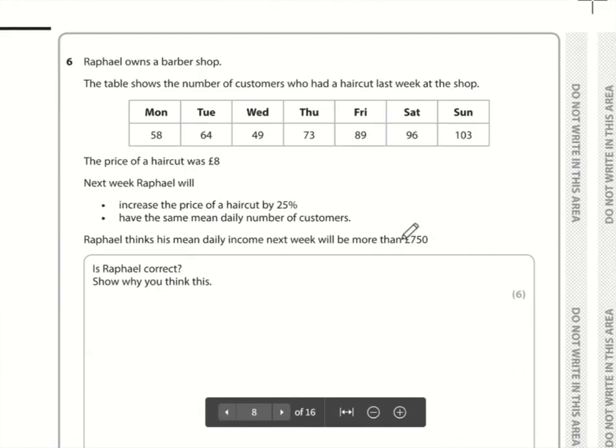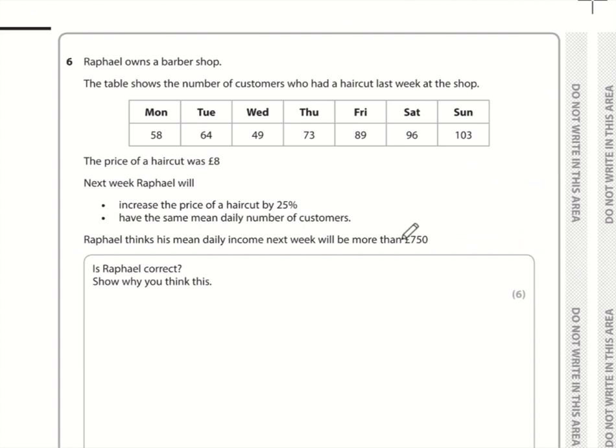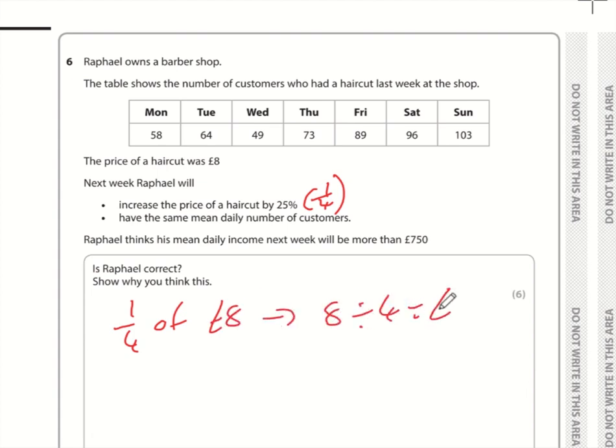Okay, question number 6. So, the first thing we need to do is to increase the price of a haircut by 25%. 25% is a quarter. 1 quarter of £8, well, that is 8 divided by 4, which is 2. So it's an increase of £2. So the haircut has gone from £8 up to £10.